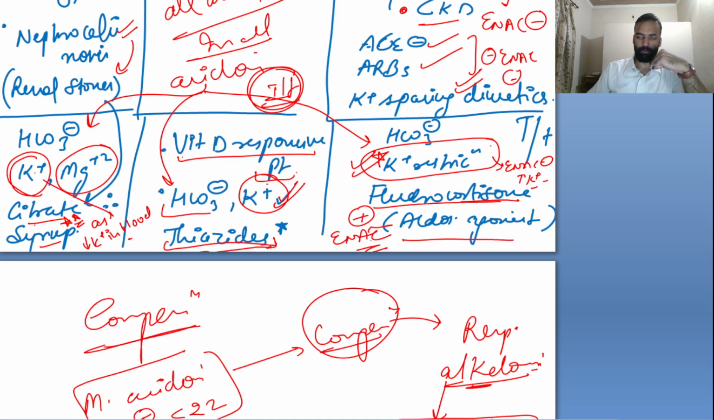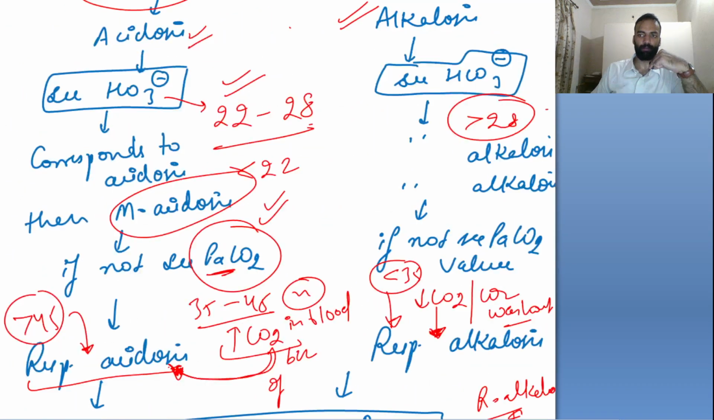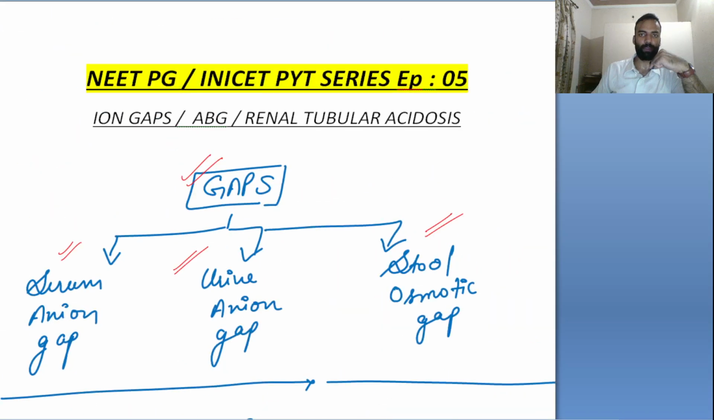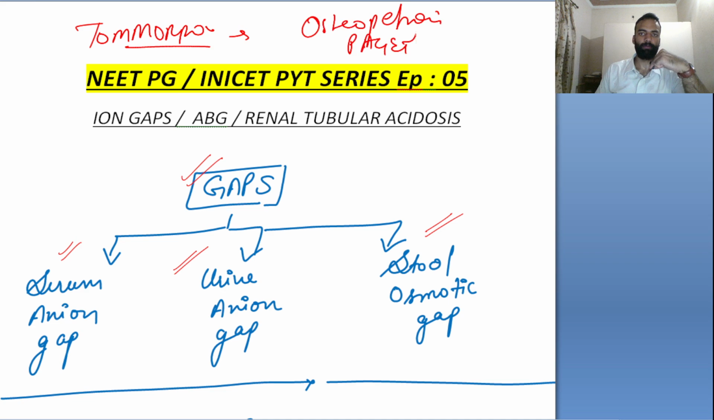So now we have covered RTA, we have covered anion gaps and arterial blood gas analysis. Tomorrow I'll cover osteopetrosis, Paget's disease, scurvy, and osteomalacia. Tomorrow I will cover these four topics.